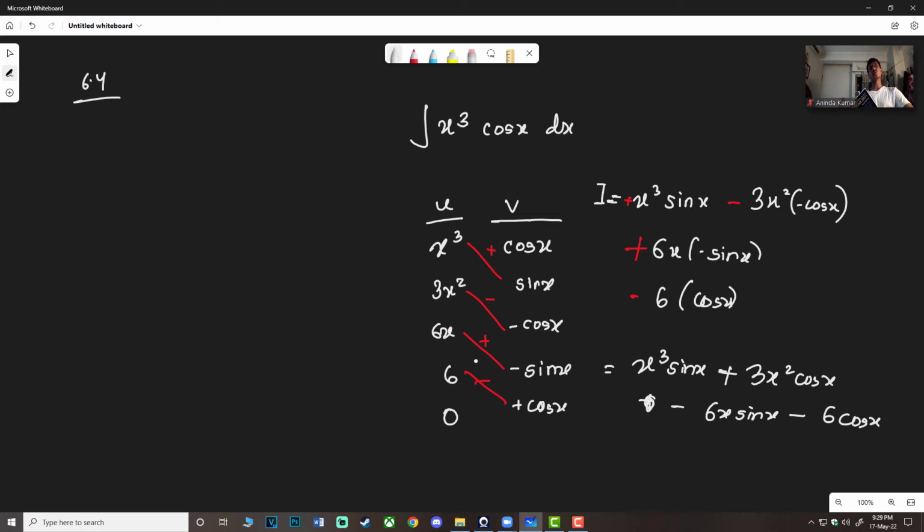Now this only works when you have some expression that can be differentiated until it becomes 0. So you can apply this to example number 9 and to example number 11. That's it. Example number 9 and 11, you can apply this method.